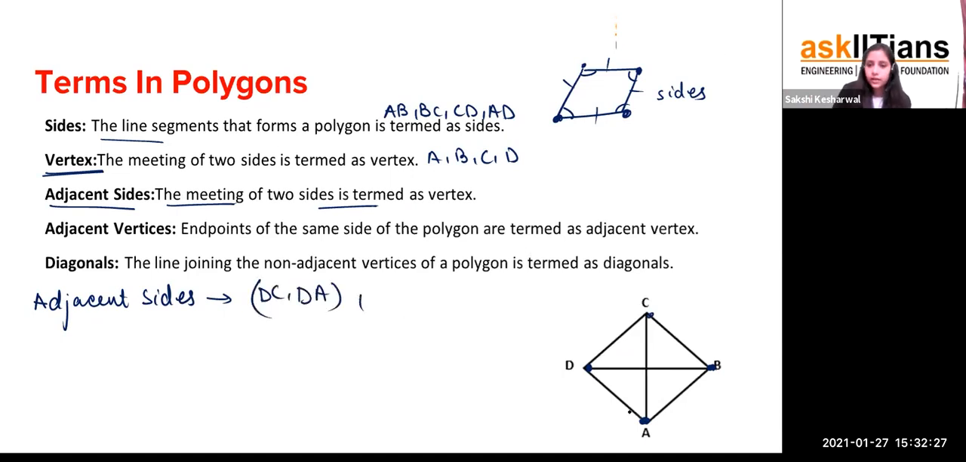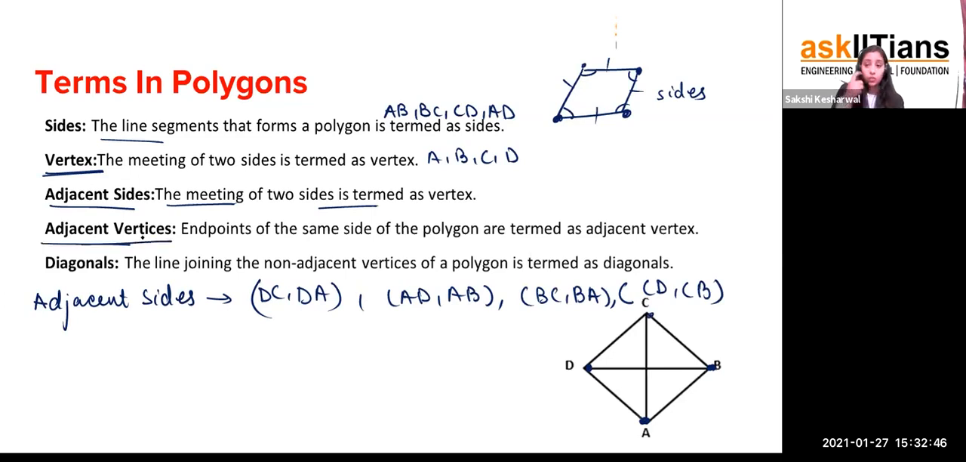Take the vertex A, it will be AD and AB. Take the vertex B, it will be BC and BA. Take the vertex C, it will be CD and CB.